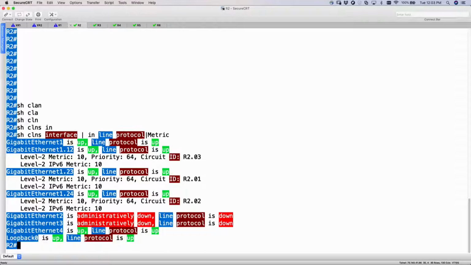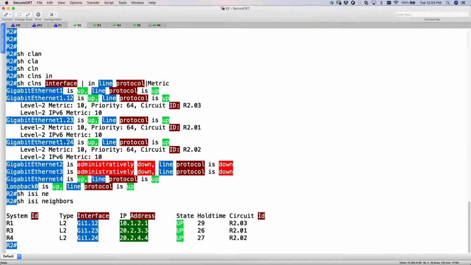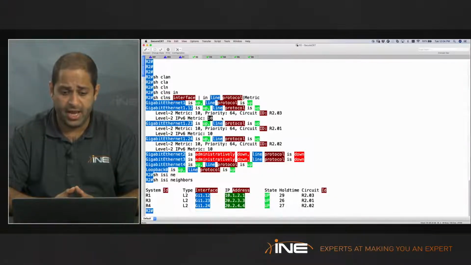As you can see here, I have many interfaces. I have an interface on R2 which connects towards router 1. I have an interface that goes towards router 3 and router 4. So I have 3 neighbors at this point of time. Show ISIS neighbors would show me that. I have 3 neighbors. And look at the interface metric. On all my interfaces, I see that my total metric is 10. That's the total metric on that interface. So every link has a default metric of 10.